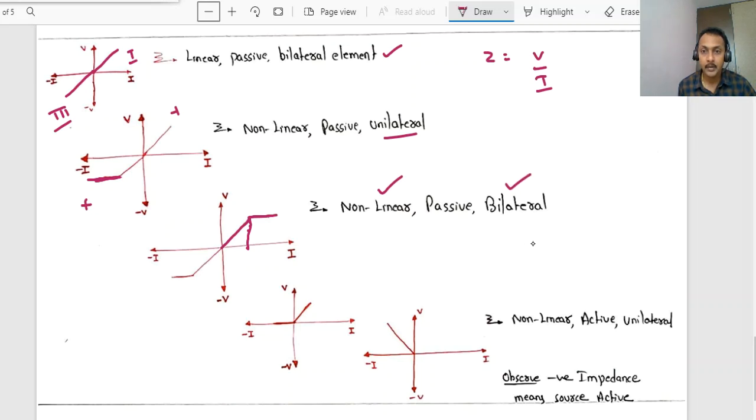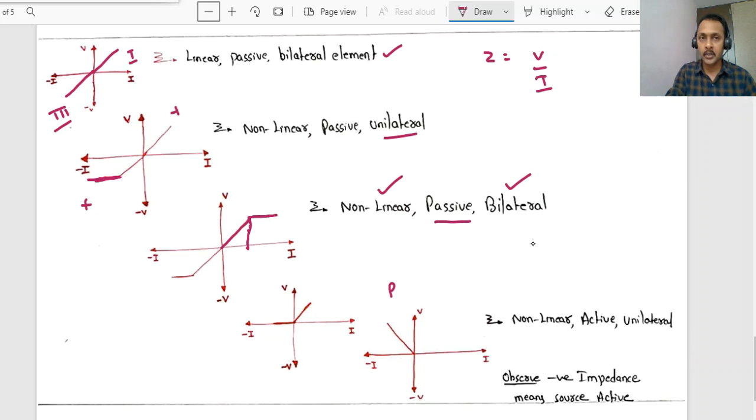Bilateral element, passive network. Observe this graph. Voltage and current show a non-linear element, an active element. Voltage and current product, power, you are getting negative impedance. Impedance is a negative value. The V by I ratio gives negative impedance, right? So it is a non-linear, active, unilateral element like this. Of course, these graphs are not required for you. I have discussed these graphs just for some idea.